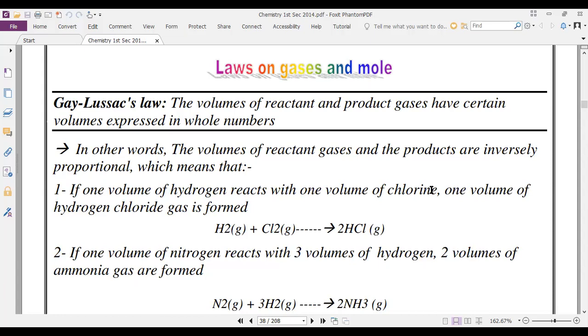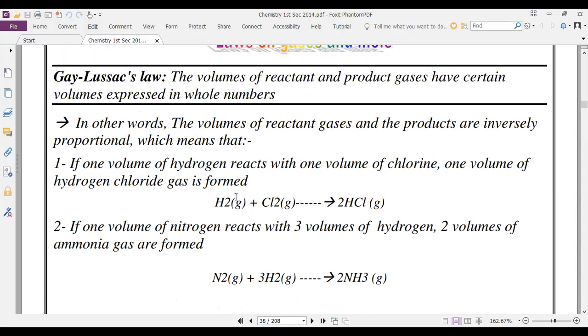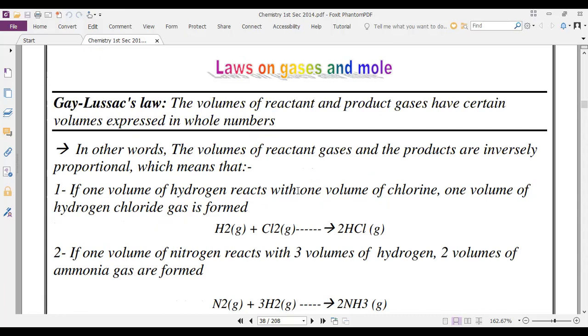In other words, the volumes of reactant gases and product are inversely proportional, which means that if one volume of hydrogen reacts with one volume of chlorine, so one volume of hydrogen chloride gas is formed. And if one volume of nitrogen gas... What? I have a problem with the last thing you said.